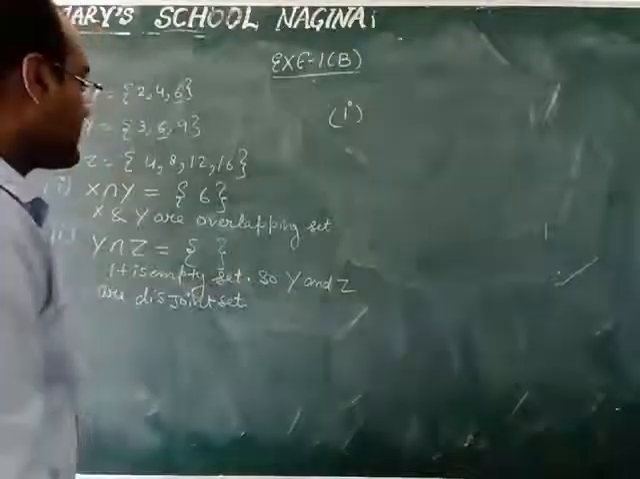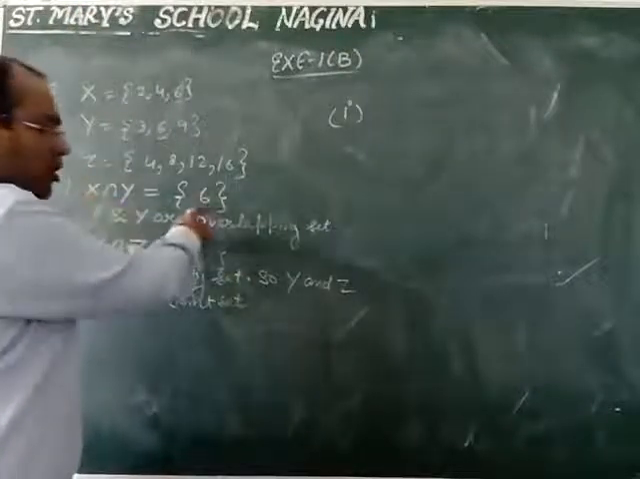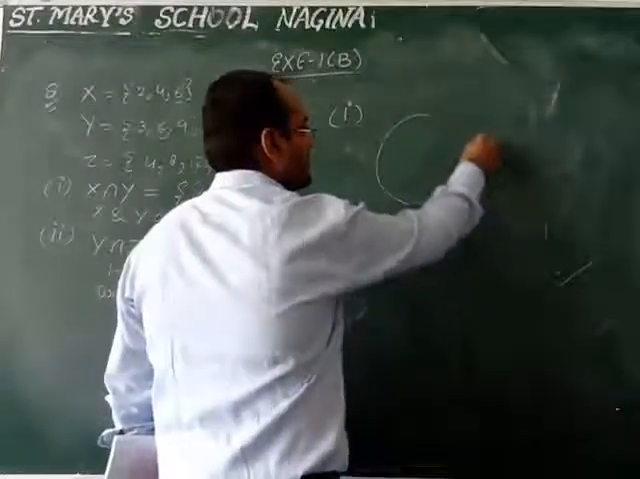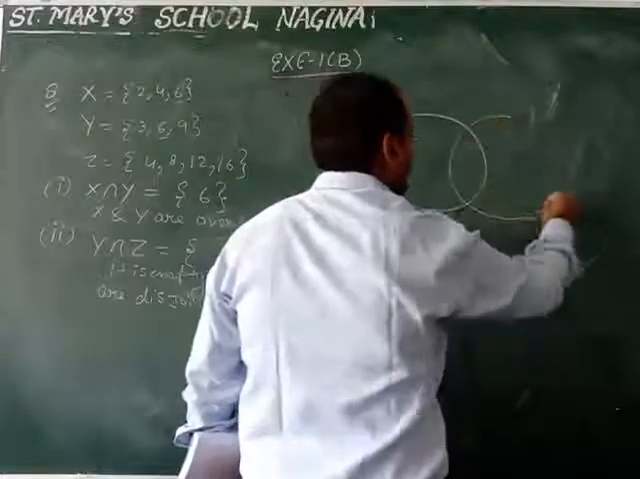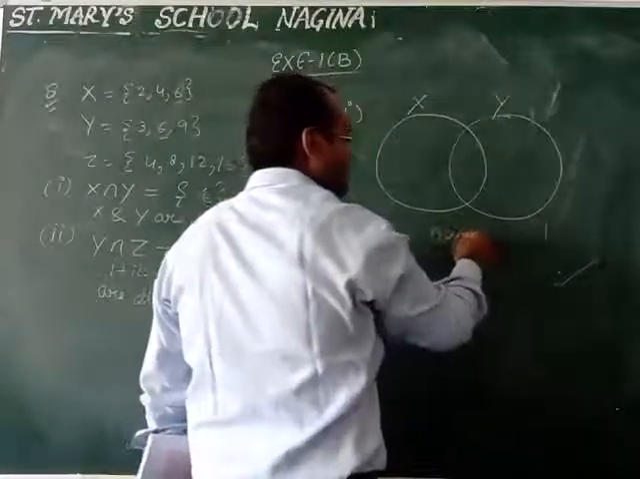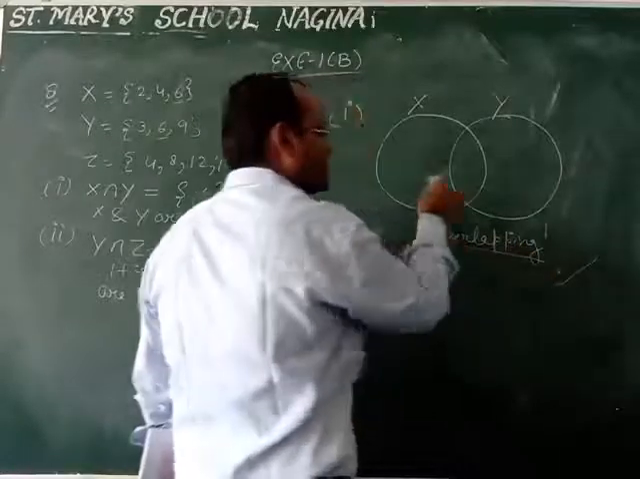Venn diagram. First of all, two sets are given, X and Y, and a common element is coming. Overlapping is there. So how will we make an overlapping figure? Two circles will cut each other. This is X and this is Y. Both are overlapping. That's why we are making the figure like this.